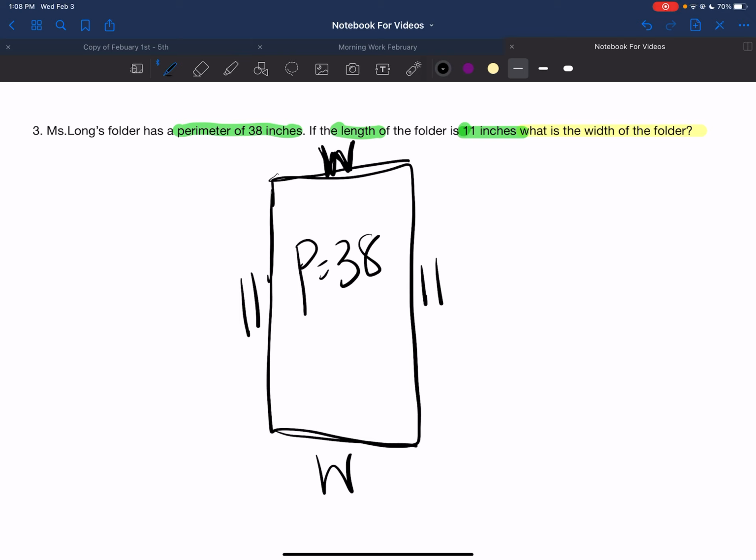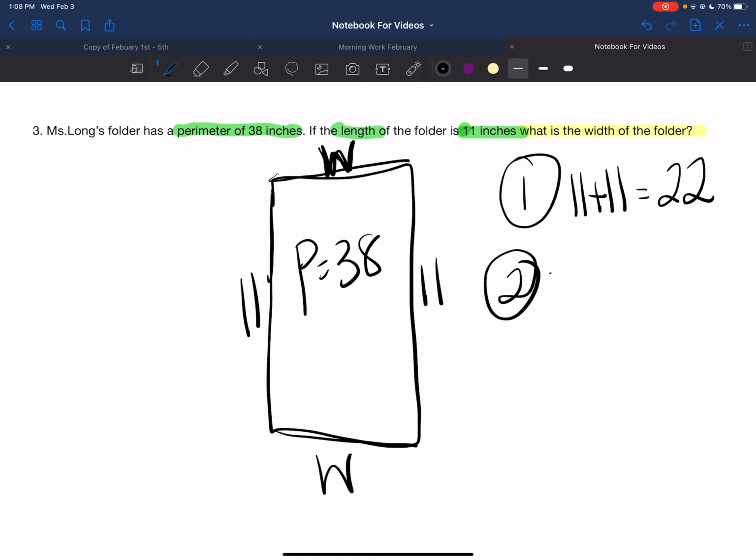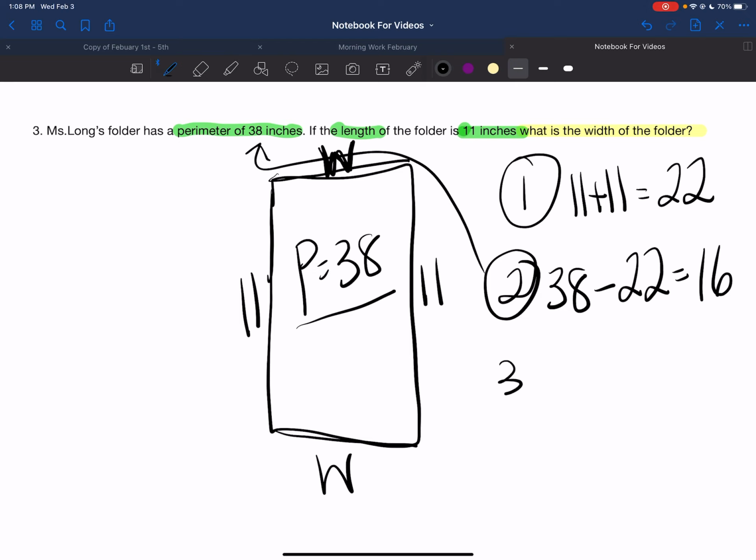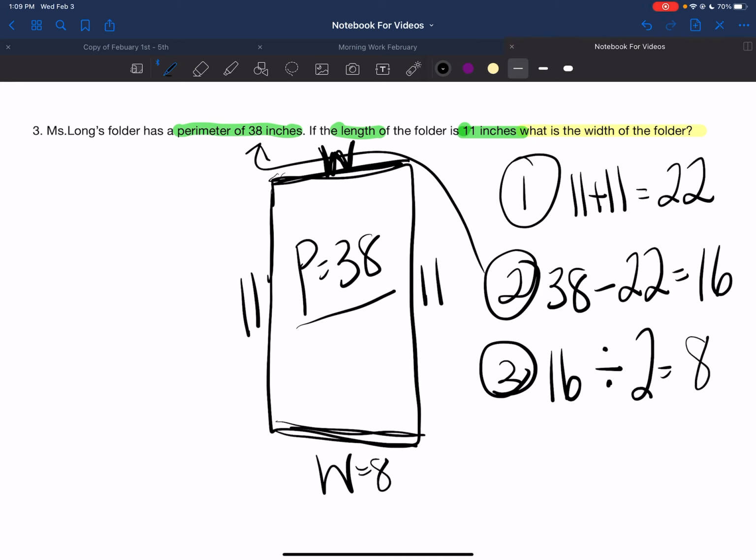And we have learned about this in the past, but there's 3 steps we need to take. Step 1, add the 2 sides that we know. 11 plus 11, 22. Step 2, take the perimeter, which we were given, subtract our total, equals 16. Step 3, we're going to take our answer, our difference, and divide it by 2 because we're sharing that difference between the top and the bottom. And once you do 16 divided by 2, you will get your answer of 8. So we know that W equals 8.